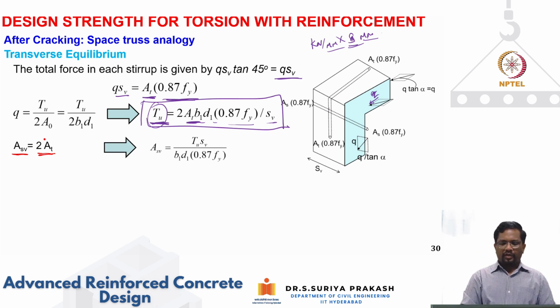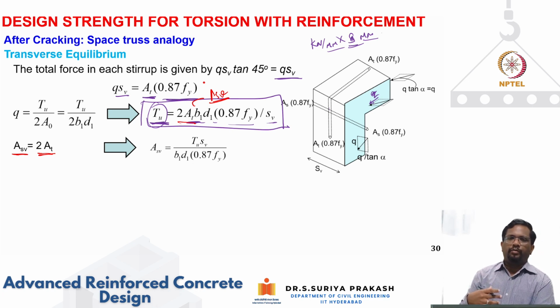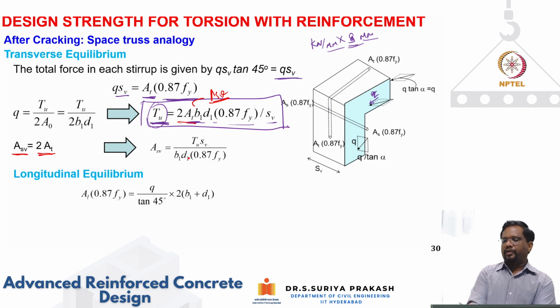Okay. So I can write ASV in terms of, so now 2 into 80 will become basically ASV. So I'm expressing in terms of vertical stirrup requirement for shear. Okay, so in this form I can write with a simple modification. Now if I invoke longitudinal equilibrium, now longitudinal equilibrium is what?